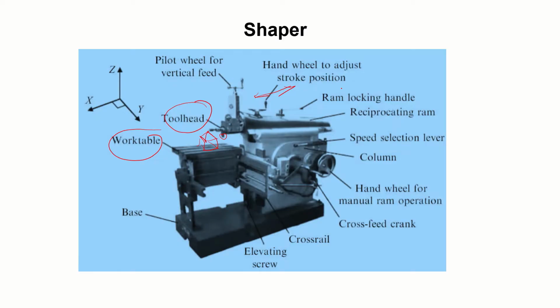And this one is called the ram. This ram is connected to the column. This one is the column, and the column has a mechanism which consists of gears, and it can give a drive to the ram. That is, we need to convert the rotary motion of the gears into the reciprocating motion. That is explained by the crank and slotted lever mechanism.